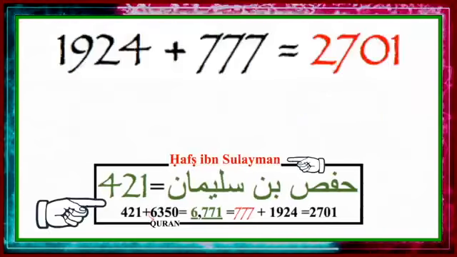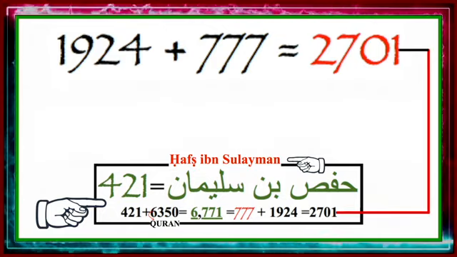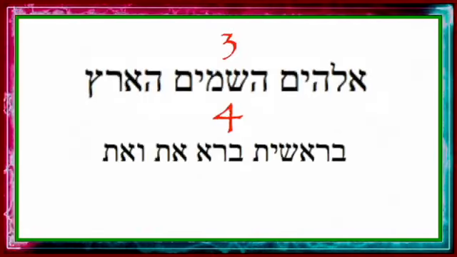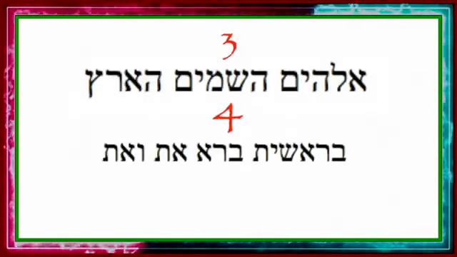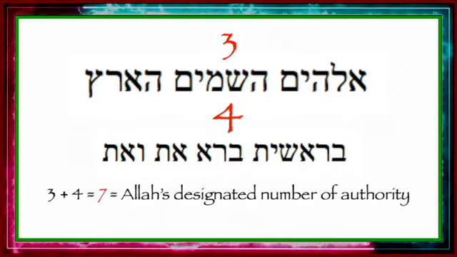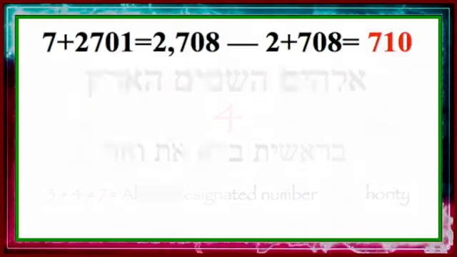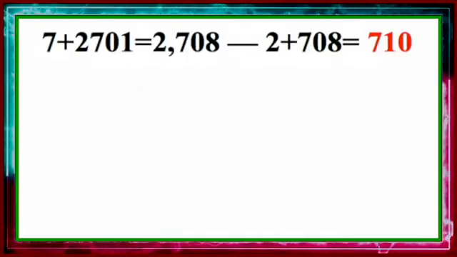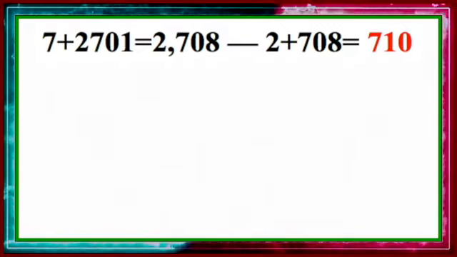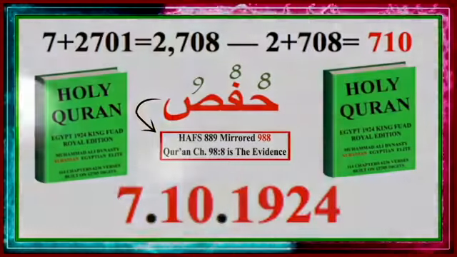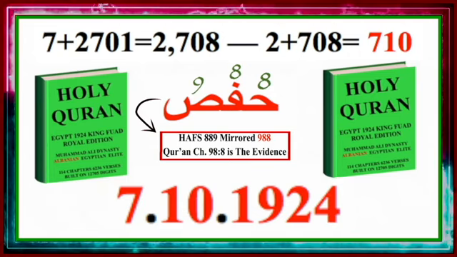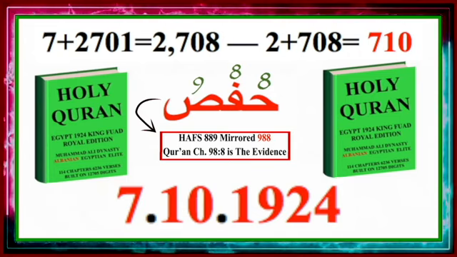1924 plus 777 equals 2,701, which equals, in the beginning, God created the heaven and the earth. So the 3 key words gave us 777, and the 4 words that remained gave us 1924. If we add the 3 and the 4, we get 7, which is the designated number of Allah's authority. Adding 7 to the 2,701 gives us 2,708. And 2 into 708 equals 710, which gives us the exact date the Hafs edition was printed, 7/10/1924. This is the evidence of the original Quran being restored from the time of the Prophet Muhammad.